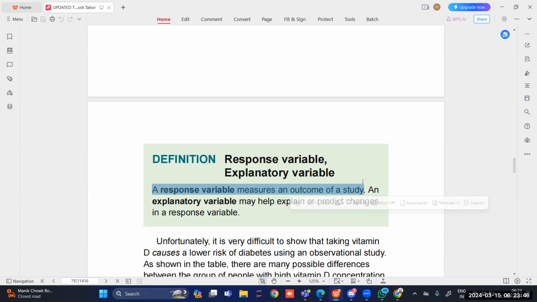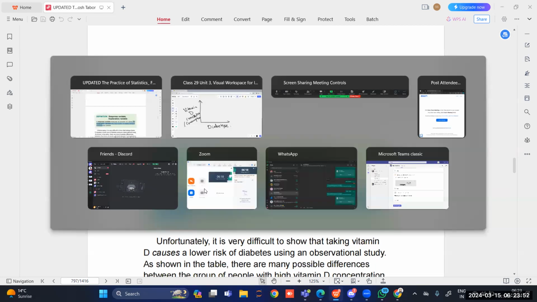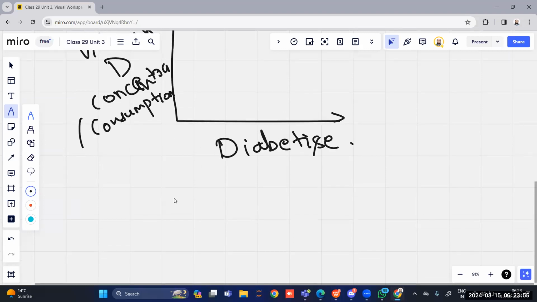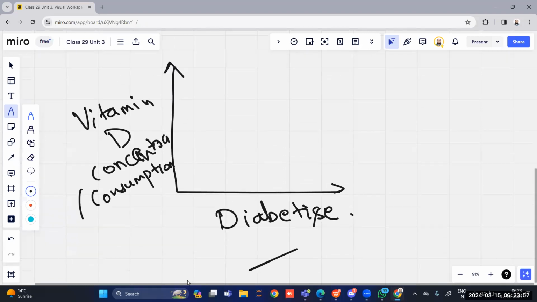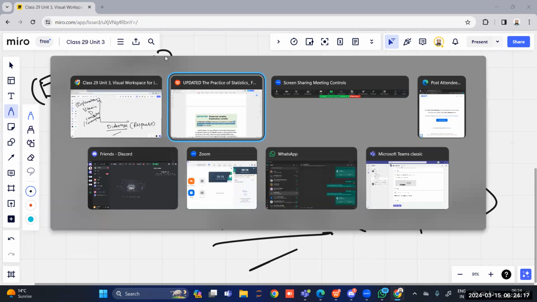An explanatory variable may help to explain or predict changes in the response variable. Here he is telling that diabetes will be the response. We'll see whether a person with a high concentration or low concentration will have diabetes or not. And vitamin D is the explanatory variable.